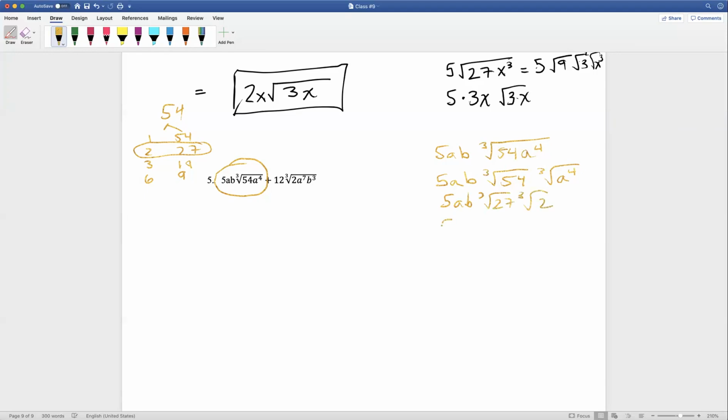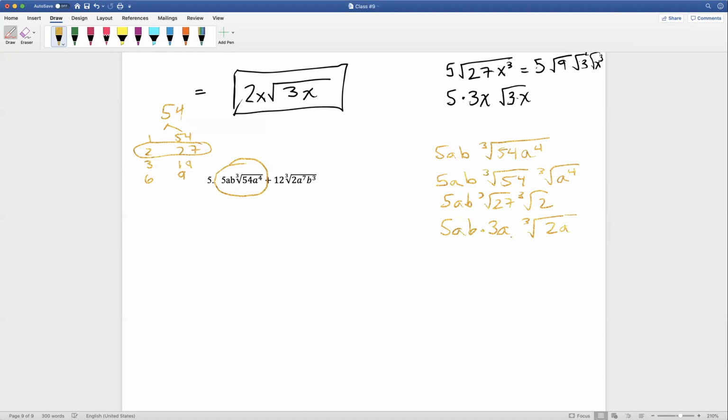Now, what does that give us? That gives us 5ab. The cube root of 27 is 3. With a cube root of 2 left over, there's nothing we can do with that. Now let's take a look at the cube root of a to the 4th. Well, remember that, again, the exponent is greater than or equal to the index, so we can simplify that. And we know that 3 goes into 4 one time, or 4 divided by 3 is 1. We have one full factor of a, and then there's going to be one factor of a left over. 4 divided by 3 is 1 with a remainder of 1. So 1 factor of a comes out and 1 factor of a goes in.